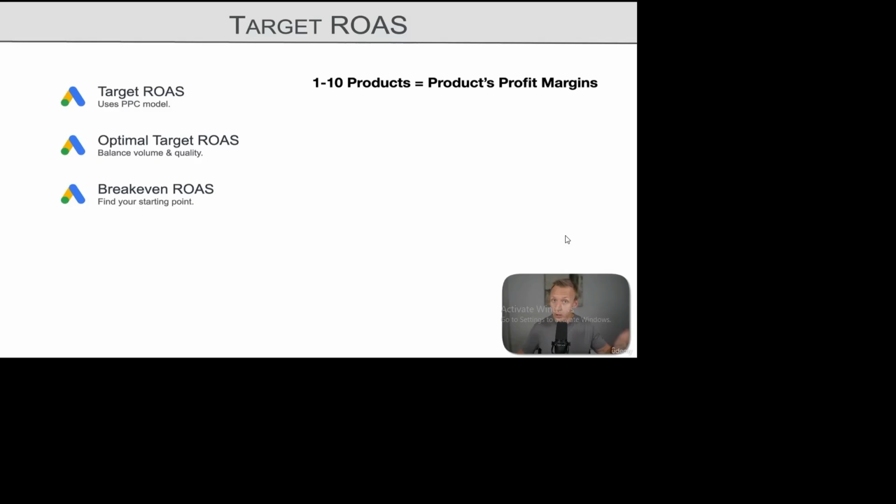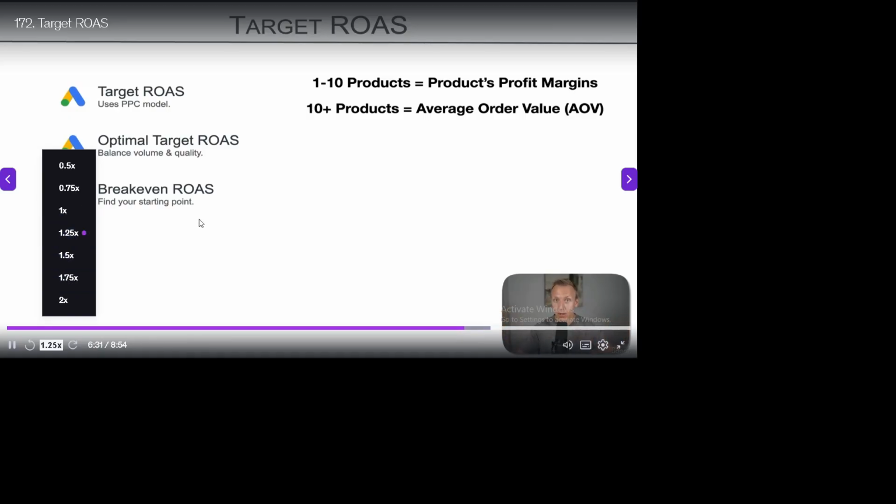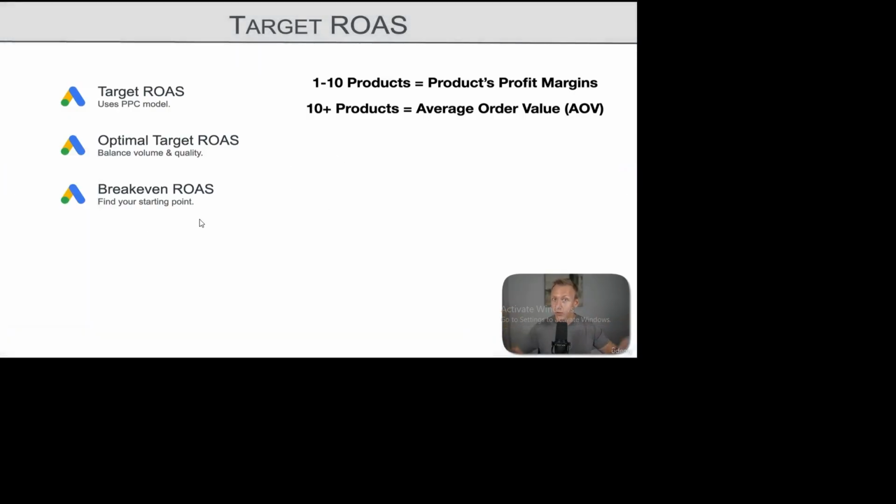Now, if we have a lot of products in our store, I define that as 10 plus products, but that could be hundreds or thousands of products, you need to look at the average order value and calculate the profit margin from there. Average order value is how much on average people are spending on your site, not what products are selling, because you have so many products. And from there, you can start looking at your profit margins and then attach that to the target ROAS formula.